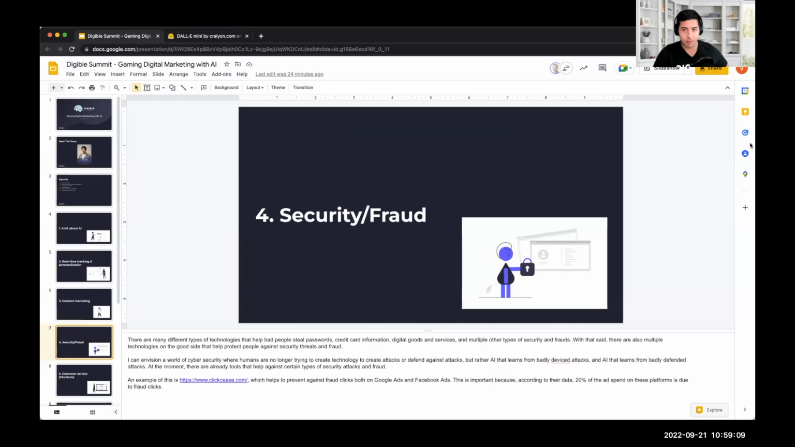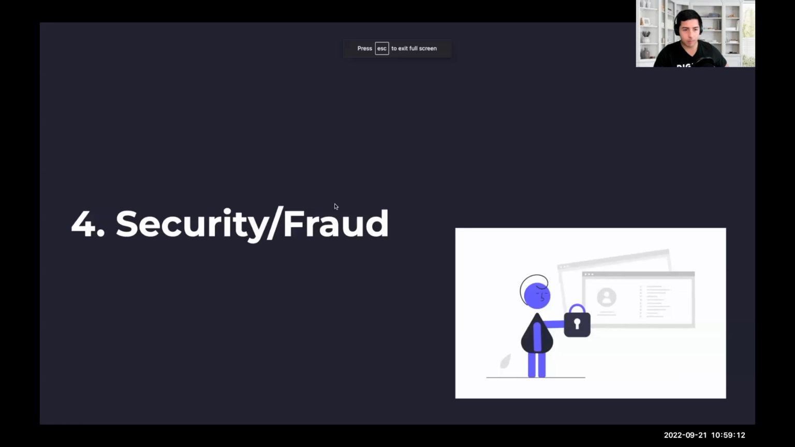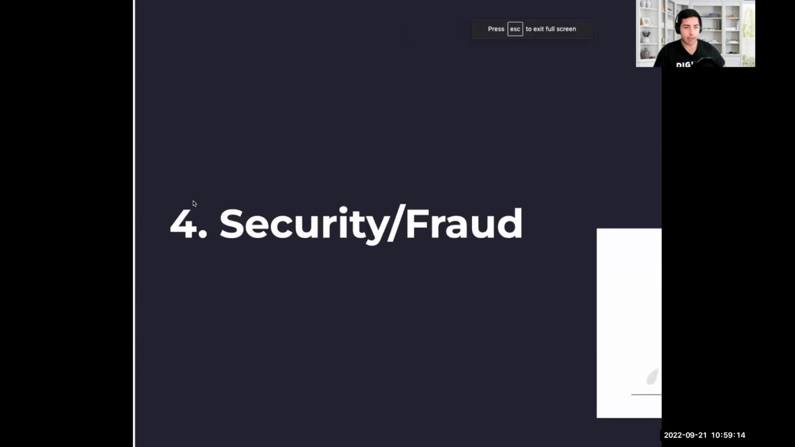So let me go back here, slideshow. Let's now move on to security and fraud. There are many different types of technologies that help bad people steal passwords, credit card information, digital goods and services, and multiple other types of security and fraud things. With that said, there are also multiple technologies on the good side that help protect people against security threats and fraud. In the past, I'm going to say 10 plus years ago, and even today, there's still a lot of what are called procedural tools that help do all kinds of bad things.